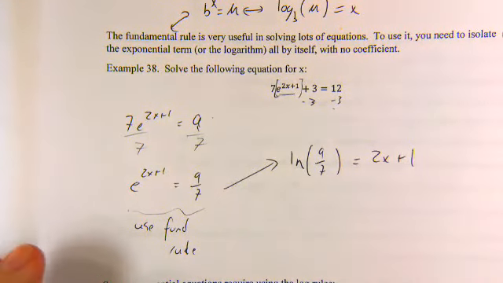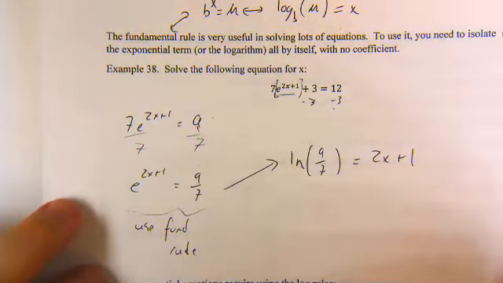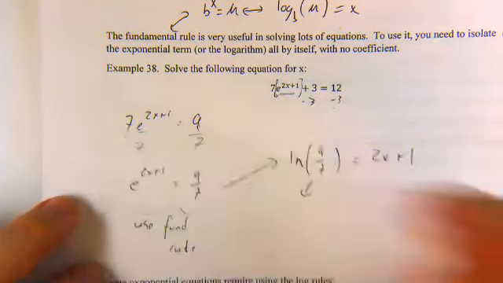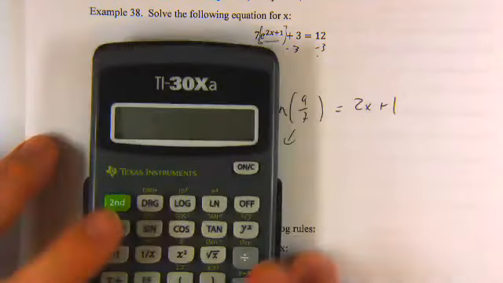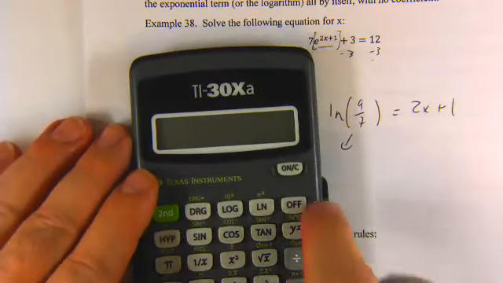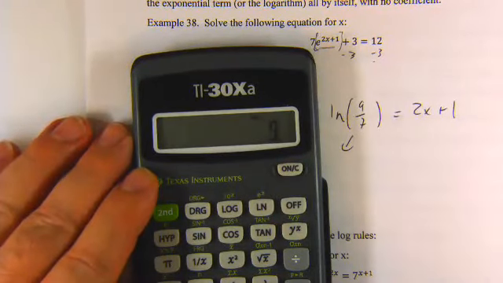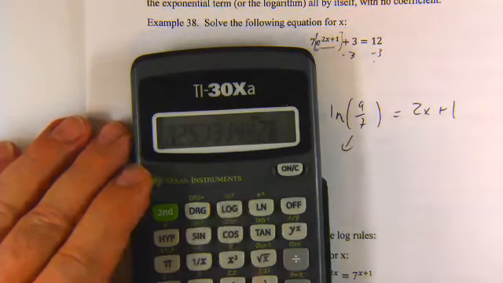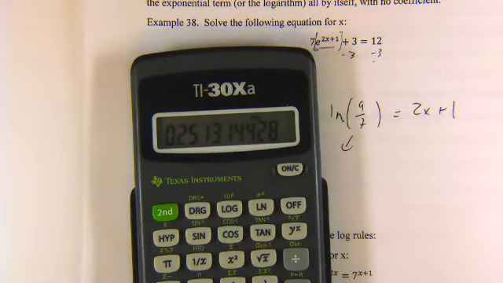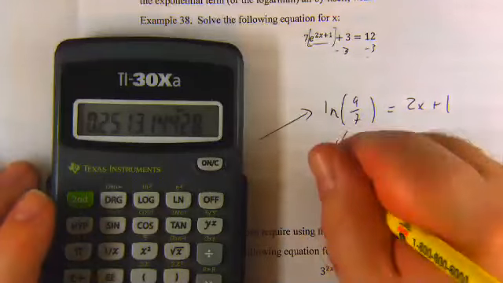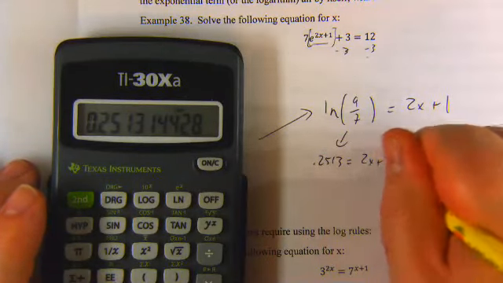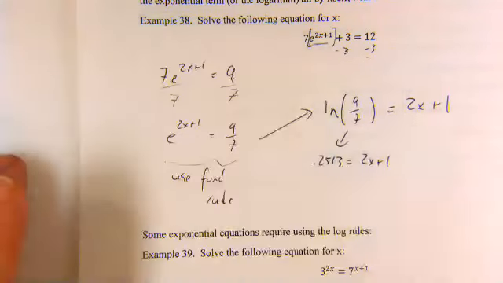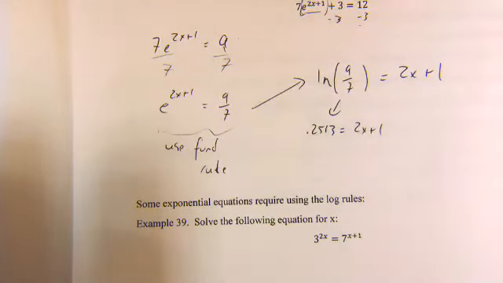So at this point, you can do one of two things. You can say, well, I've got a calculator. If we turn it on, 9 divided by 7 is that. The natural logarithm is that, 0.2513. So 0.2513 equals 2x plus 1.